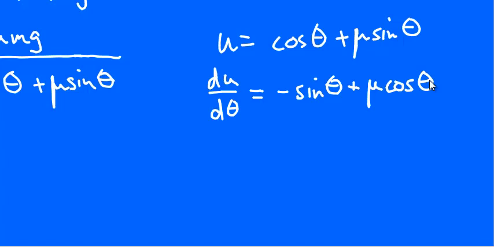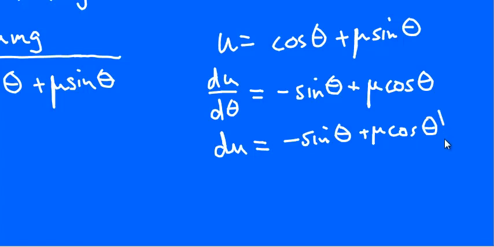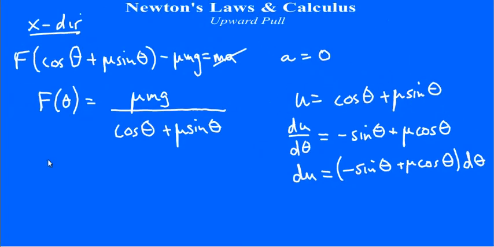Okay, and then we can see that du is equal to this right here, like that, times d theta. Okay, so now it's time to come over to our function and make that substitution. So we have this here, and that's just going to put u on the bottom. So what we want to do is take the derivative of f with respect to u, like that.